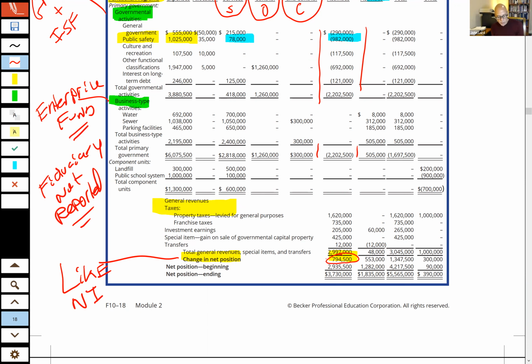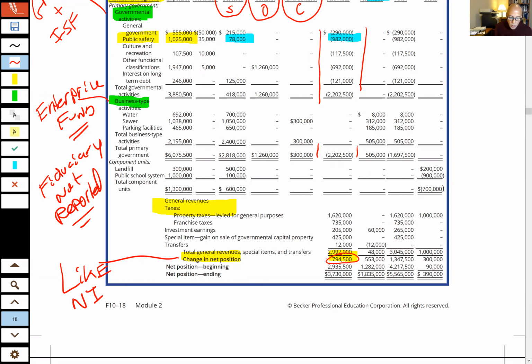One time I taught this class, and a guy stood up and said, the government has to give the people a refund for that money, right? And I'm just like, okay, look, go talk to Trump or somebody. I'm not here to explain anything political to you. I'm just telling you, 794,500 is what this government had left over. It's like net income, okay?